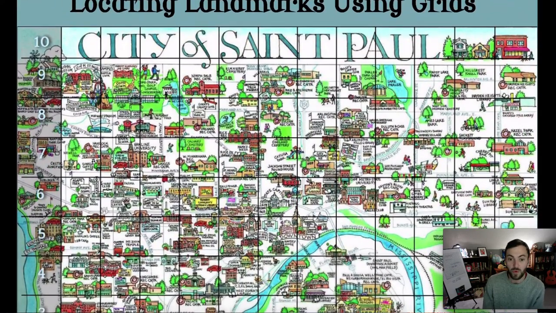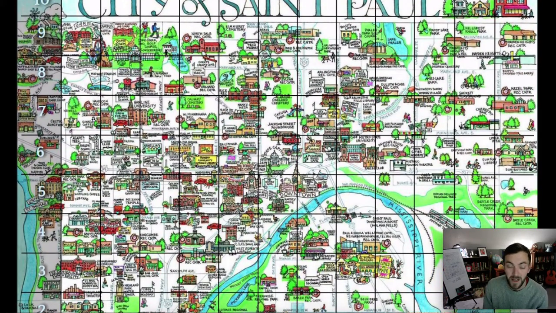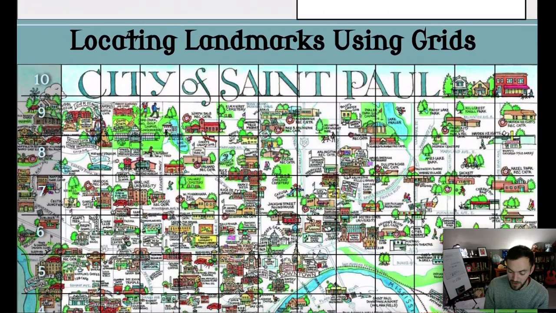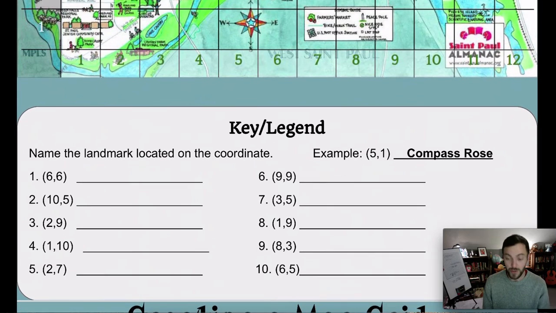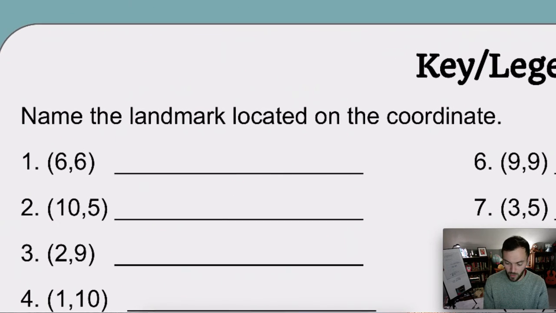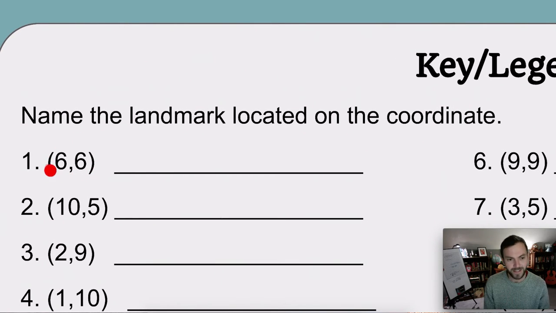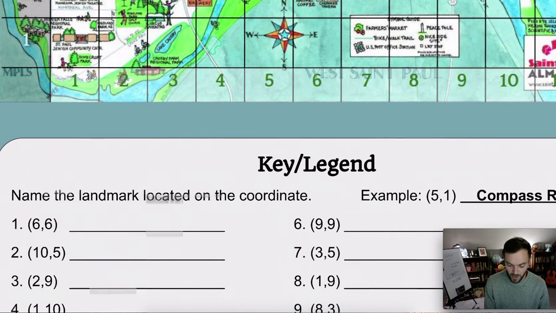Next up, this really cool map of St. Paul, full of tons of landmarks of St. Paul. For this one, I give you the coordinates, and it's your job to try to find out what landmark is located at that coordinate. So here's a coordinate. Remember, a coordinate is a pair of numbers that tell you the location.